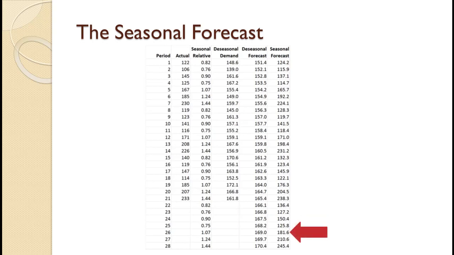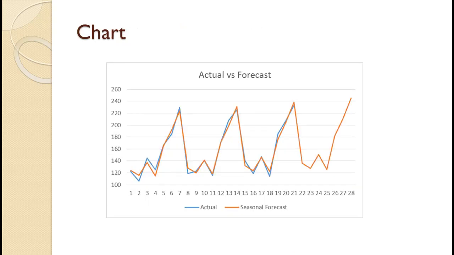For period 26, which is a Friday, 169.0 times 1.07 equals 181.6. For period 27, which is a Saturday, 169.7 times 1.24 equals 210.6. For period 28, which is a Sunday, 170.4 times 1.44 equals 245.4. This completes the seasonal forecast. The slide shows a chart of the resulting seasonal forecast.